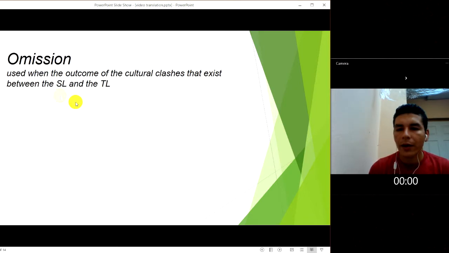Omission is used when there are cultural clashes between the source language and the target language. We omit words. Here we omit words. For example, as you can see here, "shit" is just one word, and in the movie it is a bad word, but we can translate it as "carajos."